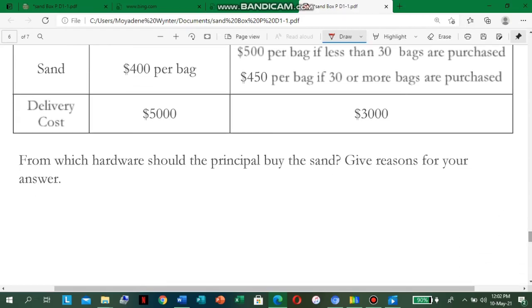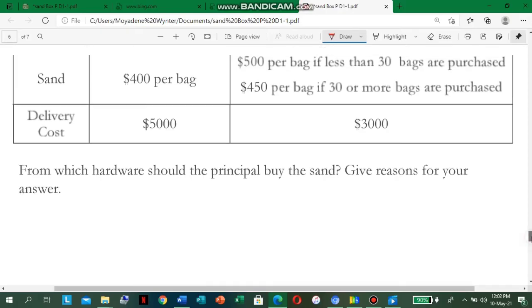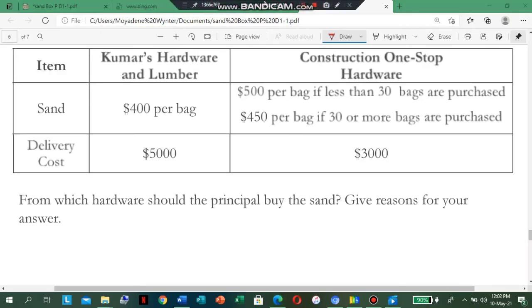So let us look at Kumar's hardware first. Kumar's hardware is selling their sand for $400 per bag, and their delivery cost is $5,000. I see that clearly. So what are we going to do now? The K stands for Kumar's, the H stands for hardware, this symbol stands for and, and the L stands for lumber.